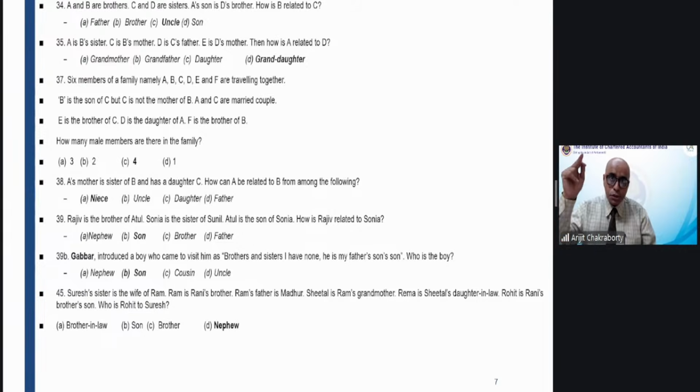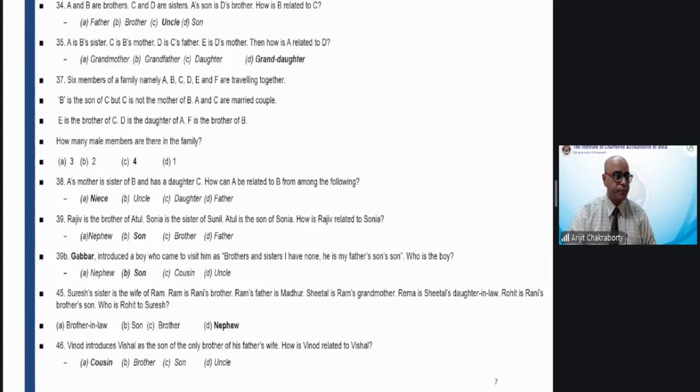Conversely, रोहित सुरेश की सिस्टर का बेटा है. यानी सुरेश के एंगल से अगर देखा जाए, रोहित कौन है? क्वेश्चन इज हू इज रोहित टू सुरेश? सो स्टार्टिंग पॉइंट इज सुरेश. सुरेश से रिलेशन हम लोग मैपिंग करना शुरू करेंगे. सो देयरफॉर द आंसर हियर इज सुरेश की सिस्टर का बेटा, द सन ऑफ द सिस्टर ऑफ सुरेश. सो दिस इज नेफ्यू. So question 45, option D is the right answer.